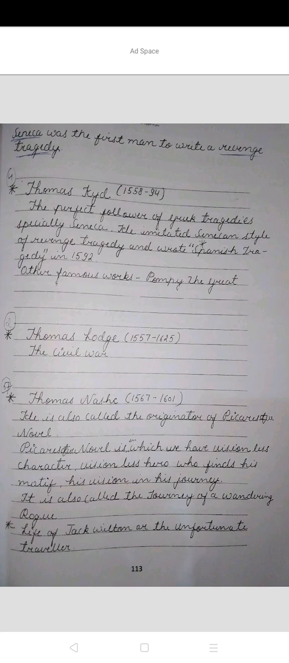Next is Thomas Kyd. His time is 1558 to 94. He was the perfect follower of Greek tragedies, especially Seneca, who was the first man to write a revenge tragedy. He imitated the Senecan style of revenge tragedy and wrote The Spanish Tragedy in 1592. Another famous work is Pompey the Great.